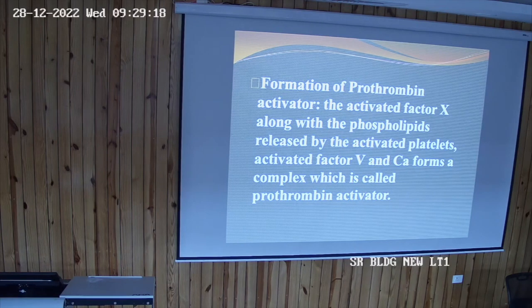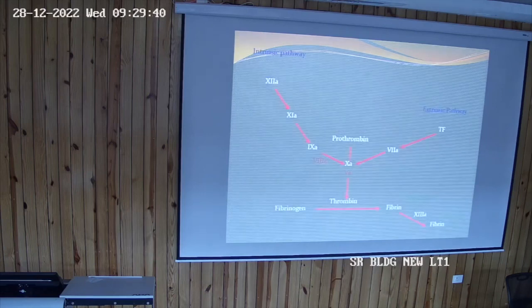So when there is a question that asks you to write down the clotting mechanism, you have to give your answer in a flow chart. The sequence should be correct and the cofactors have to be there. Factor 8 and factor 4; this is the intrinsic pathway: 12 to 11, 11 to 9, 9 to 10A. Prothrombin gets converted into prothrombin activator.